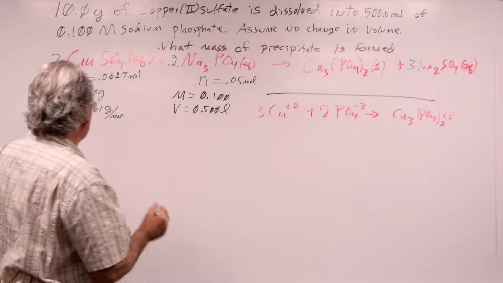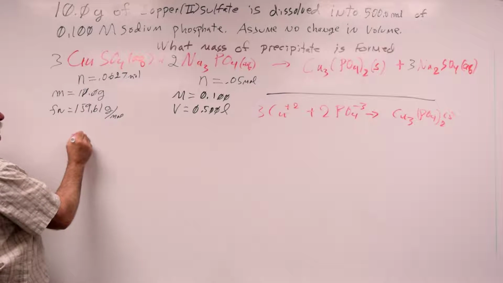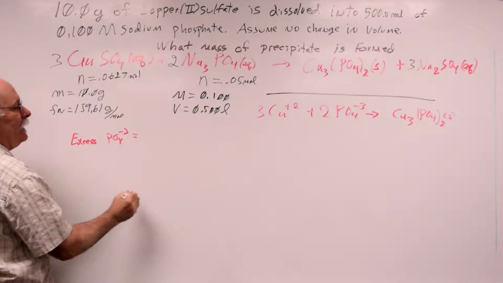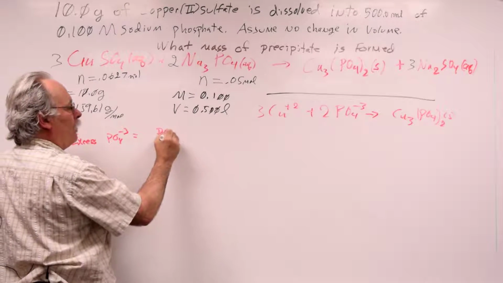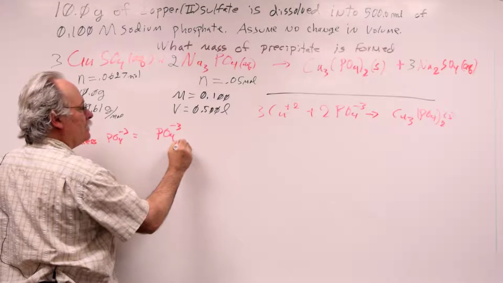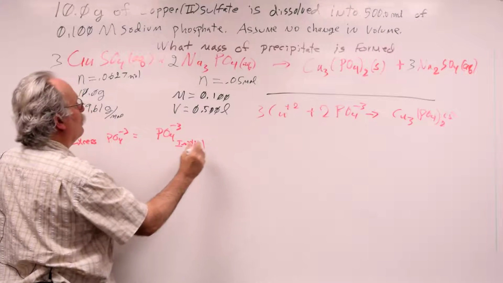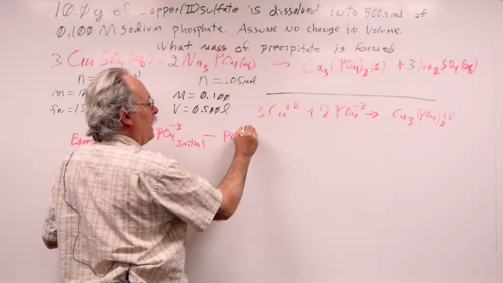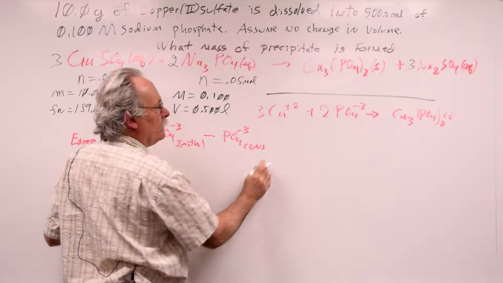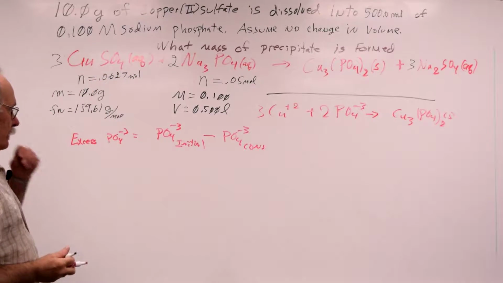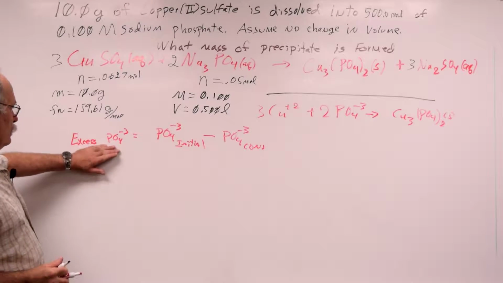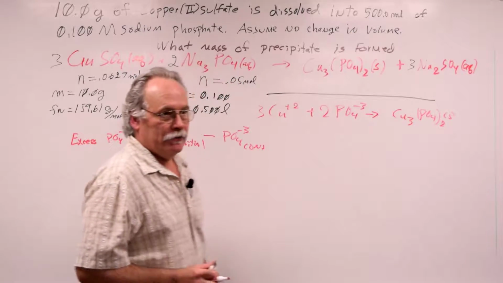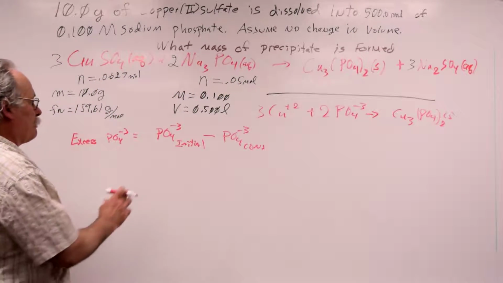How much excess is there? Okay, so the excess PO4-3 would be equal to the PO4-3 initial, how much we started with, minus the PO4-3 consumed by the complete consumption of the limiting reagent. Now once we find the moles of the PO4-3, we can then divide into the volume and come up with the concentration, okay?